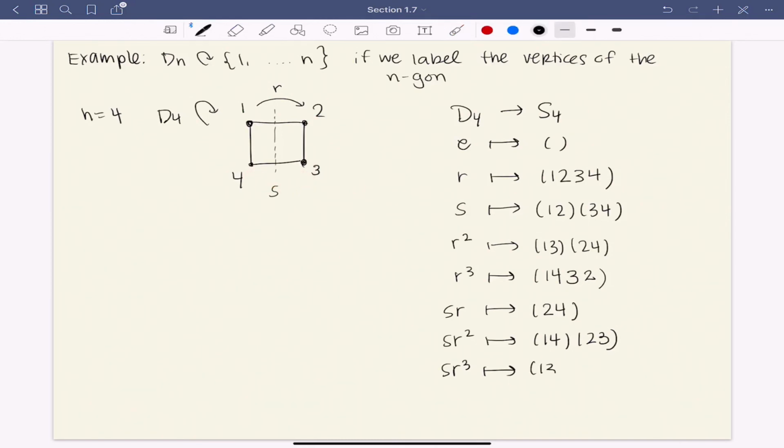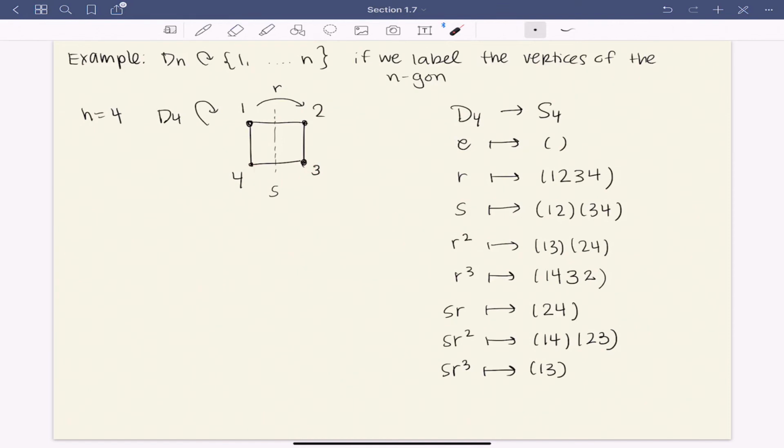So 1 goes to 3, 3 will go back to 1, 1, 2, 3, and we do the reflection. Indeed, 3 goes back to 1. And then let's see what happens to 2. 1, 2, 3 rotations, and then the reflection. So 2 is fixed. And 4 will be fixed as well. 1, 2, 3 rotation, and then the reflection sends 4 back to itself.